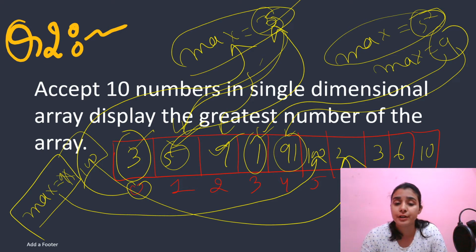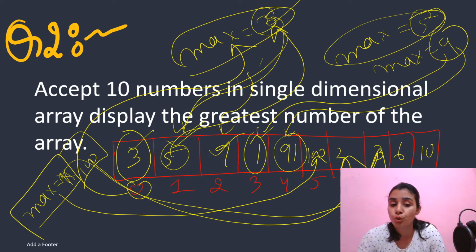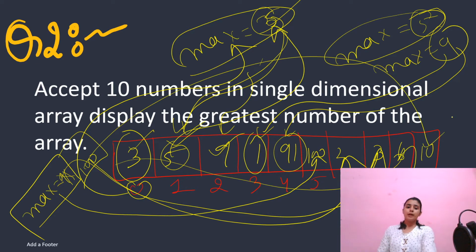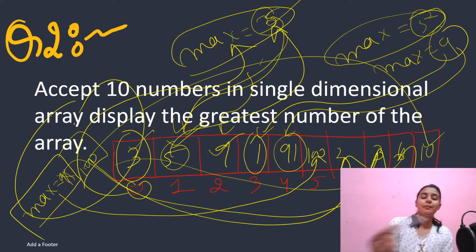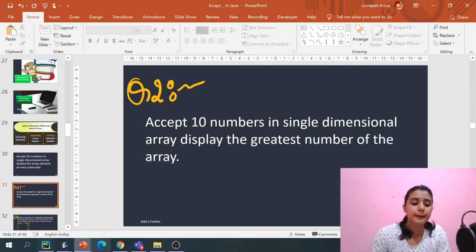Now I will compare it with the next element. Here 100 is greater than 2, so there will be no change. Next we compare the same with 3, so here also no change. Next 6, and afterwards 10. So there will be no change, and at the end we will find our maximum value. So I will apply this formula in the programming, right? Let's do this practically.